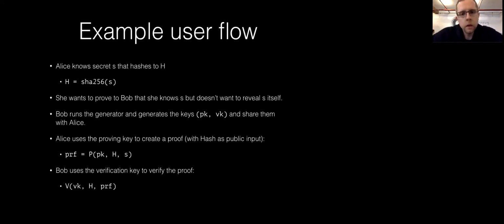Alice uses the proving key to create a proof. So she plugs in the proving key, the hash, and the secret. The output of that is a proof, and she shares the proof with Bob. Bob uses the verification key, the public hash, and the proof. It spits out correct, and so that's how he knows that Alice knew the pre-image of this hash without actually revealing that secret value.